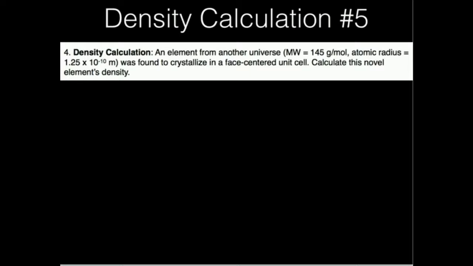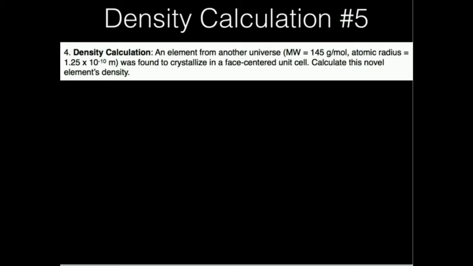All right, here's the last density problem we're going to do. An element from another universe with a molecular weight of 145 grams per mole, an atomic radius of 1.25 angstroms, was found to crystallize in a face-centered unit cell. Calculate this novel element's density. All right, so what do we know about this at least?